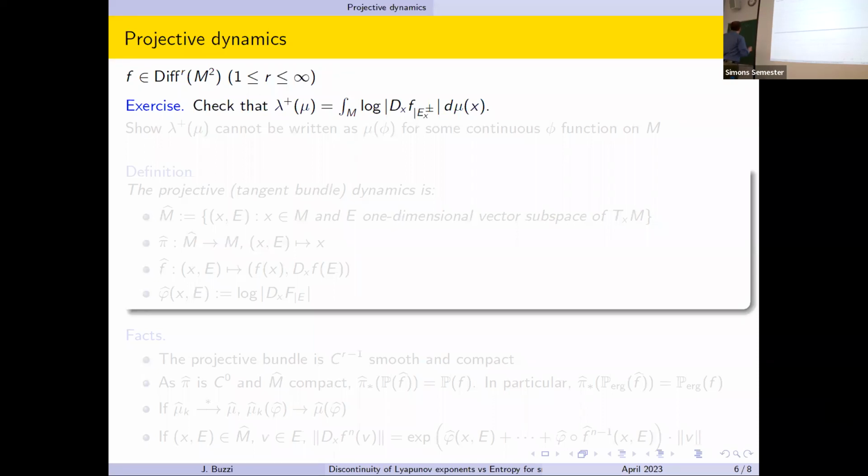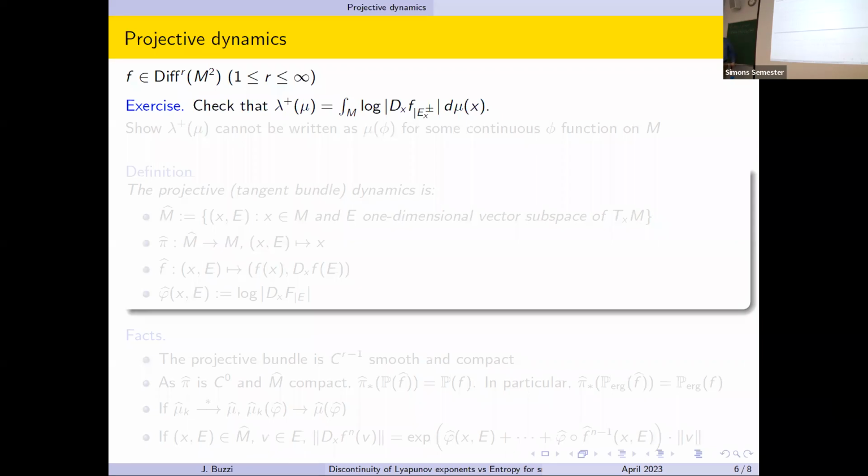And then for mu almost every x, I have that E plus of x is one-dimensional. Oh, on the right you have x plus. Sorry, yes, you're right, this should be E plus. So it should be the integral of the logarithm of the norm of the restriction of the differential.